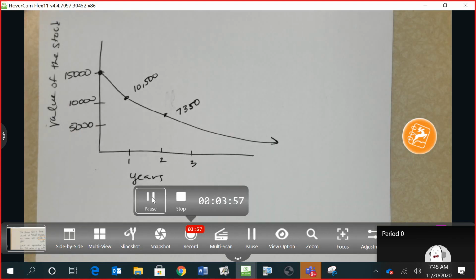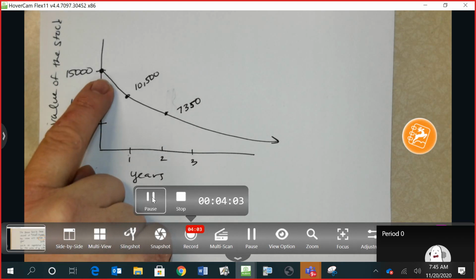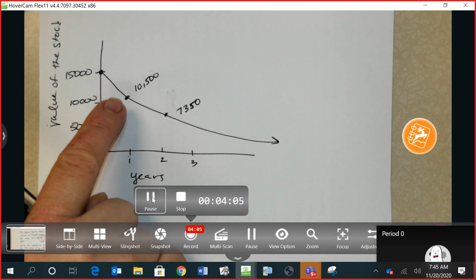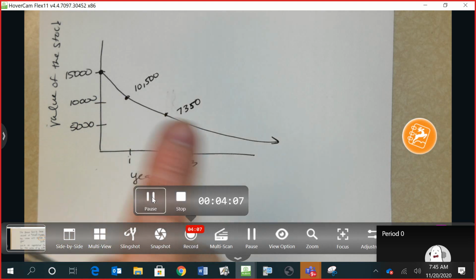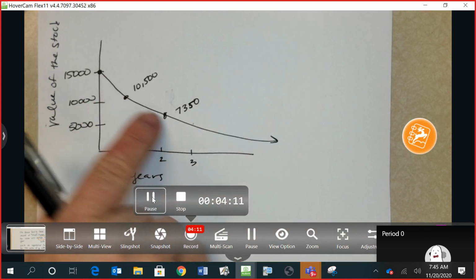The graph you're looking at depicts the value of a stock. We can see the starting value of the stock is 15,000, and we can see what happens over the course of 1, 2, 3 years. This should match up with 2. We don't have an exact value for 3, but we can see that it's going down.